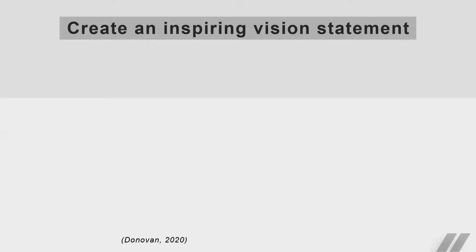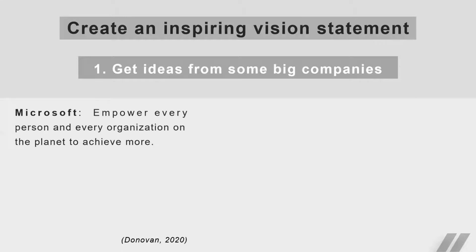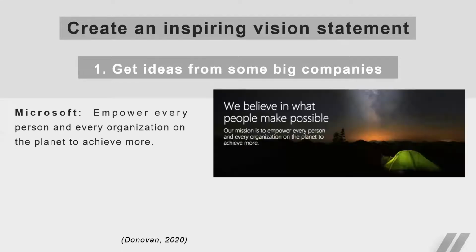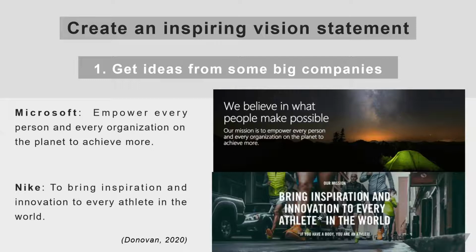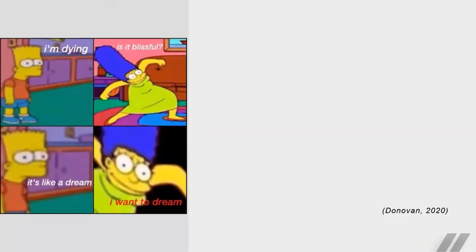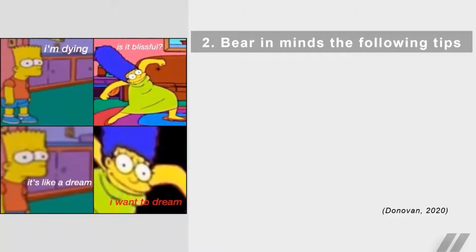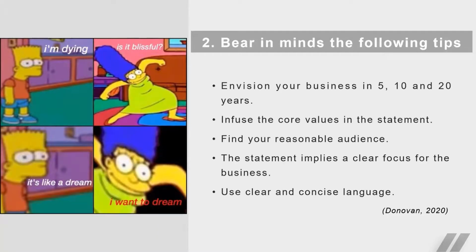Let's look at some examples from big companies. Microsoft: empower every person in every organization on the planet to achieve more. Nike: to bring inspiration and innovation to every athlete in the world. What are the similarities in the two statements? Bear in mind the following tips to make your vision statement. Dream big. Envision your business in 5, 10, and 20 years. Infuse the core values in the statement. Find your reasonable audience. The statement implies a clear focus for the business. Use clear and concise language so that everyone can understand.